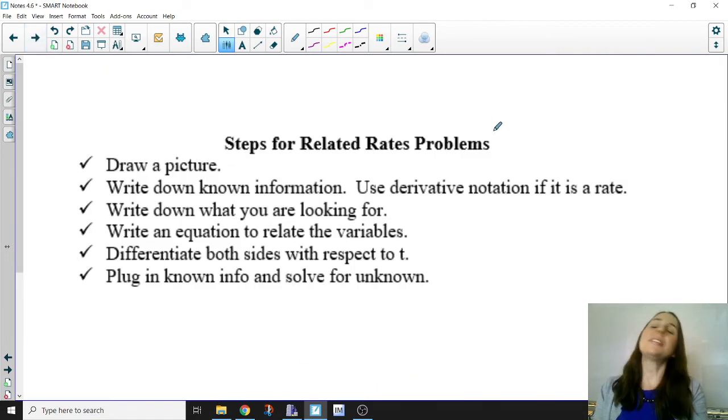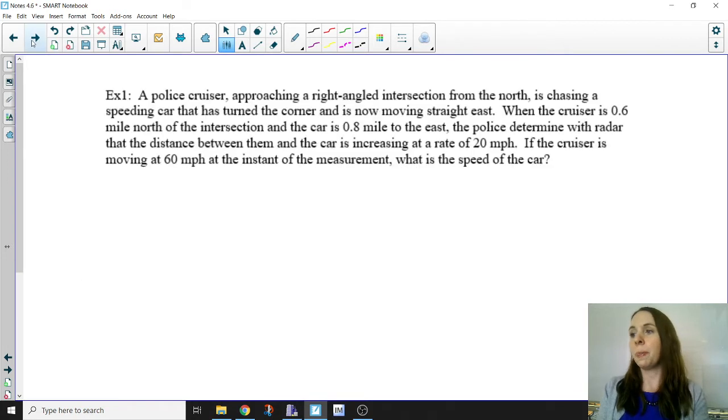Okay, so here's the steps for related rates problems. We didn't draw a picture in the last one that we did. You don't always have to draw a picture, but sometimes it's helpful, as you'll see with the next example. Before we talk about all these steps, let's take a look at the next example and then work through the steps listed here. Oh my gosh, okay, there's a lot here.